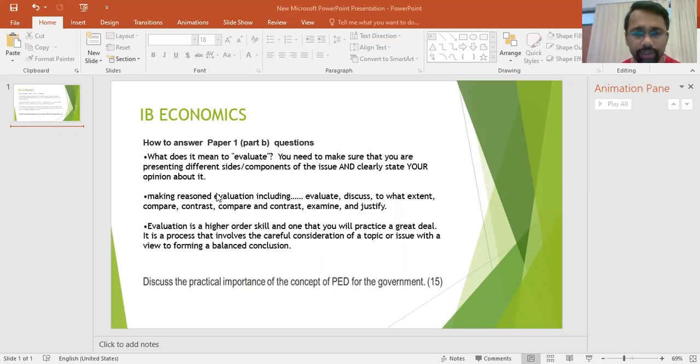First of all, you need to make sure that you are presenting your argument, basically making reasoned evaluation. The command term could be evaluate, discuss, to what extent, compare, contrast, examine, justify, etc. As it is a higher order thinking skill that expects greater practice, evaluation is a process that involves careful consideration of a topic or an issue with a view to forming a balanced conclusion.